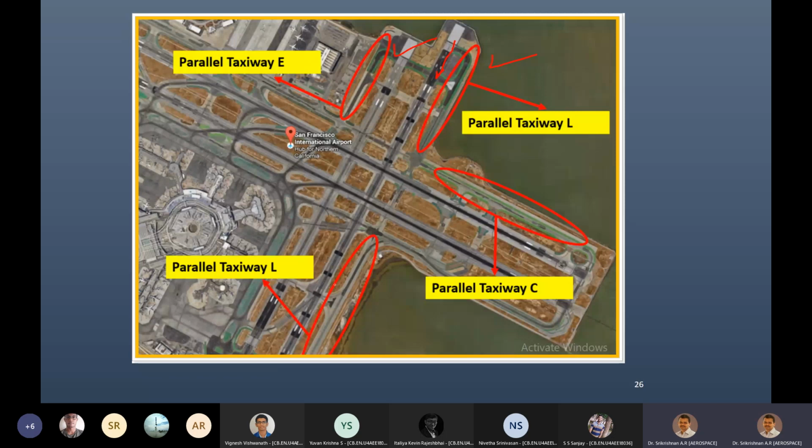In other parts of the picture also, here you can see this as the runway, and then you have a parallel taxiway. Similarly, others. So in any big airport, you can see several parallel taxiways for the runways that they have.